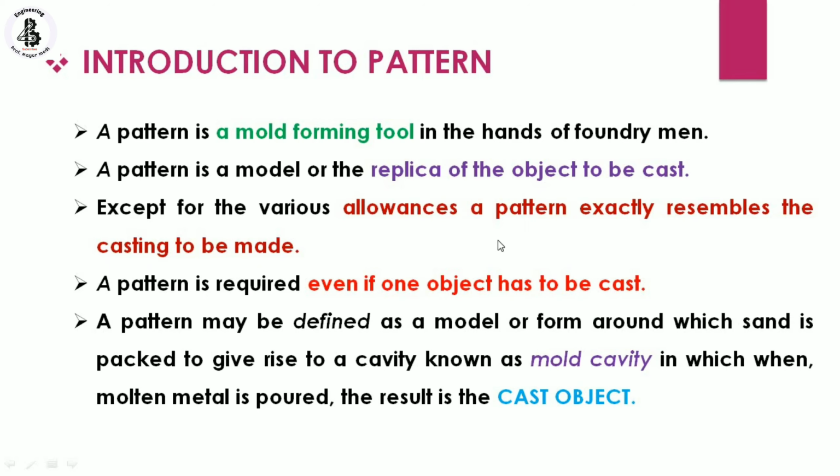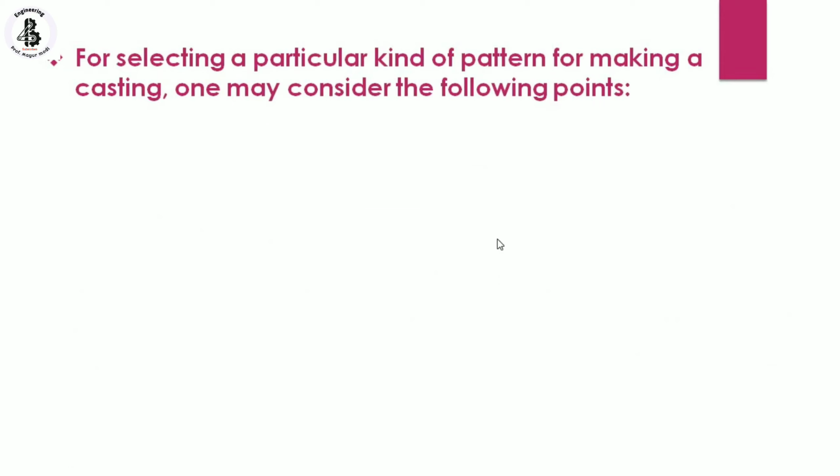In this video, I am only focusing on the different patterns. For selecting a particular kind of pattern for making castings, one may consider the following points. First, the quantity of the castings to be produced. So whether it will be single piece production, batch production or mass production, which kind of production system is going to be used for manufacturing the cast product.